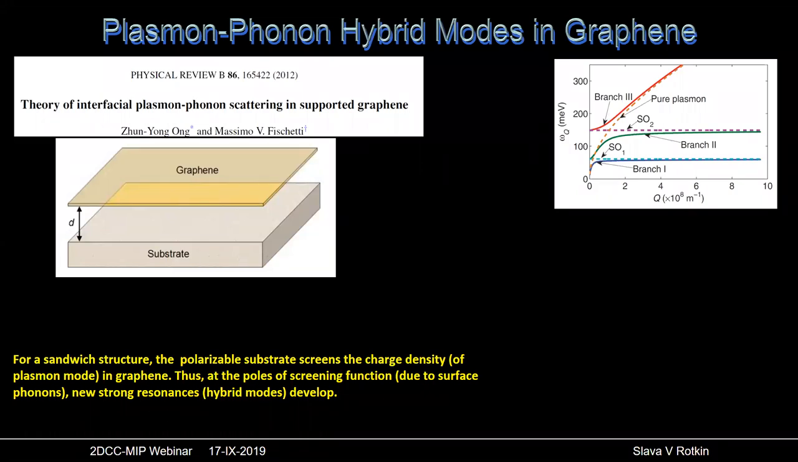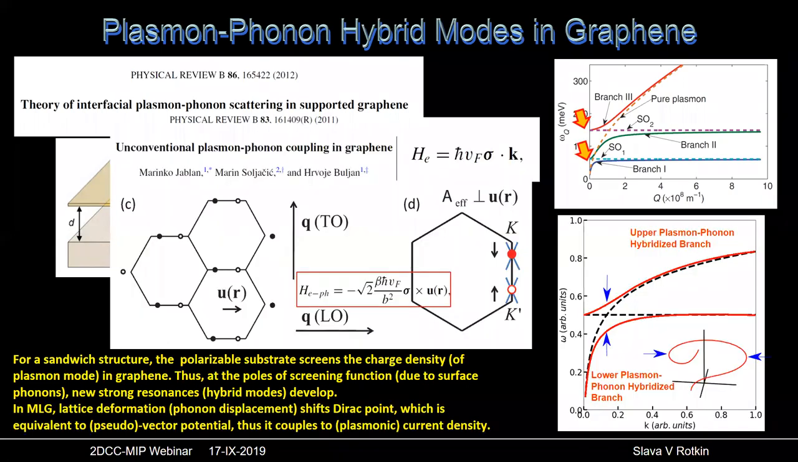Again, 7-8 years ago, there was a paper with a theoretical study about the mix between the plasmons that develop in graphene and the phonons in the substrate. At the point where these two excitations, phonons and plasmons, interact, there is a hybridization of the modes. Every time you have hybridization of the modes, a small gap appears between the excitations. You can get hybridization between the phonons of the substrate, but you can also have hybridization of the plasmon with the phonon mode of the graphene itself.